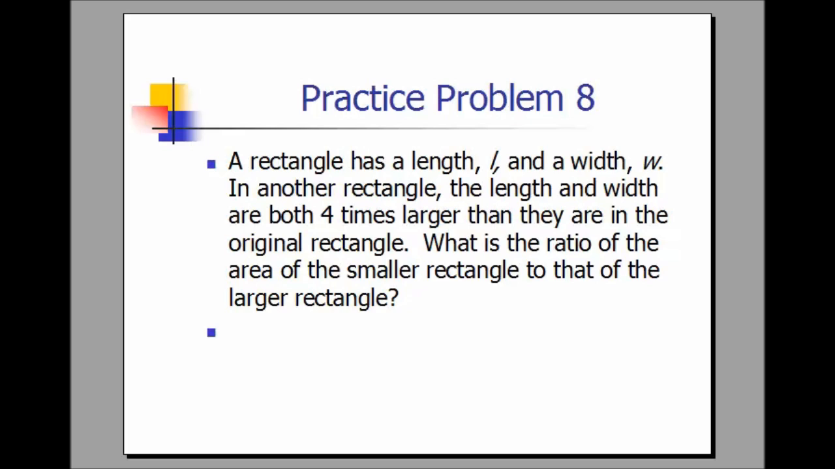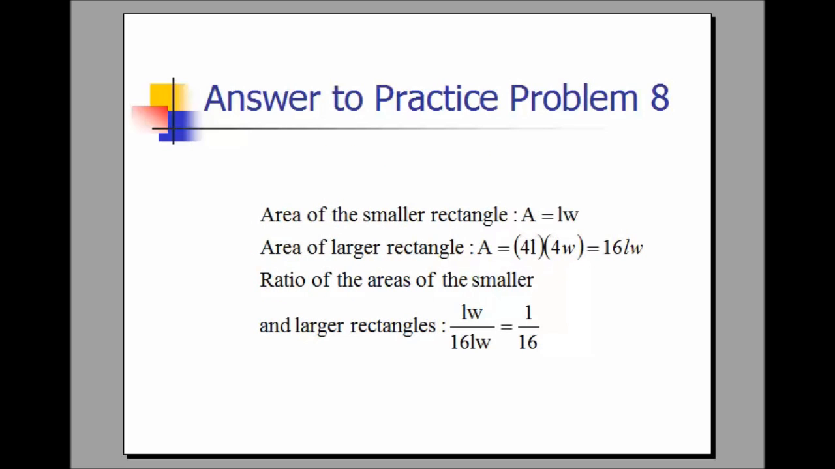Practice problem 8. A rectangle has length L and width W. In another rectangle, the length and width are both 4 times larger than they are in the original rectangle. What is the ratio of the area of the smaller rectangle to that of the larger rectangle? The answer to practice problem 8 is 1/16. The area of the smaller rectangle, A, equals L times W. The area of the larger rectangle equals 4L times 4W, which is 16LW. The ratio of the areas of the smaller and larger rectangles is LW over 16LW, and that reduces to 1 over 16.